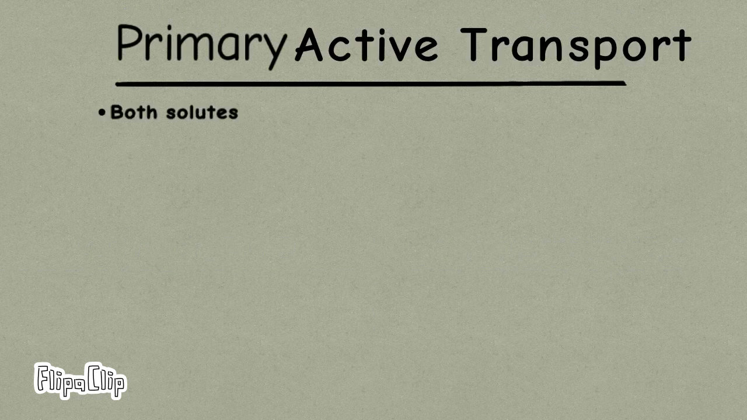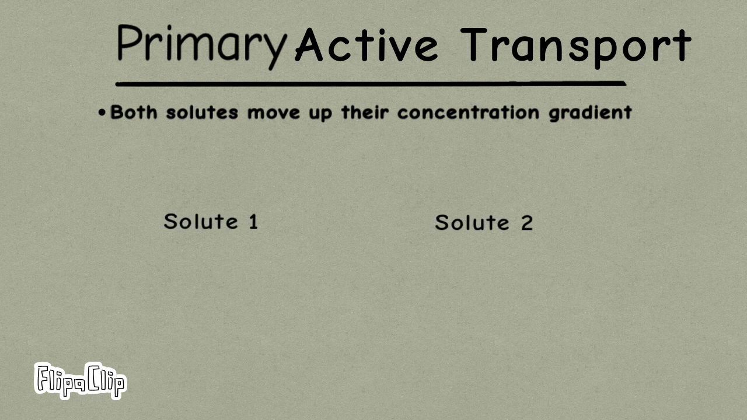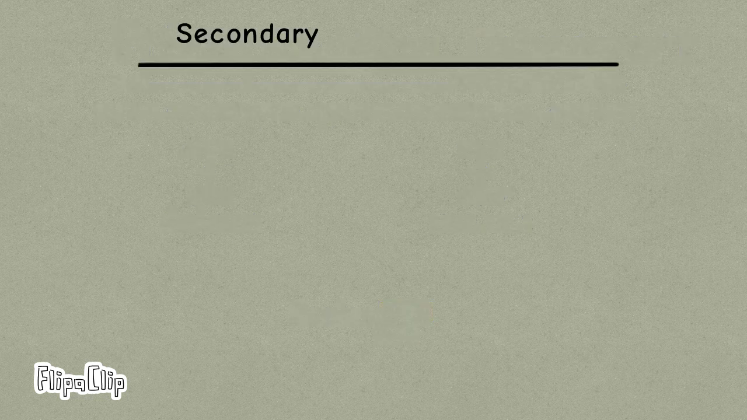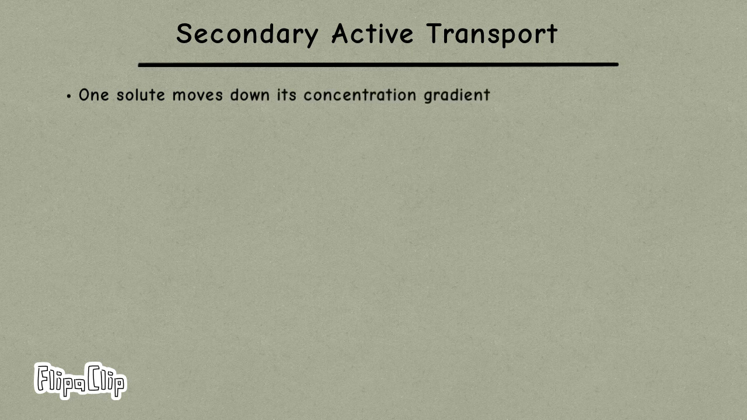There are 4 types of active transport. In primary transport, both solutes are moving up their concentration gradient. This means both solutes are moving from low concentration to high concentration. This requires ATP. In secondary active transport, one solute is moving down its concentration gradient and one is moving up.